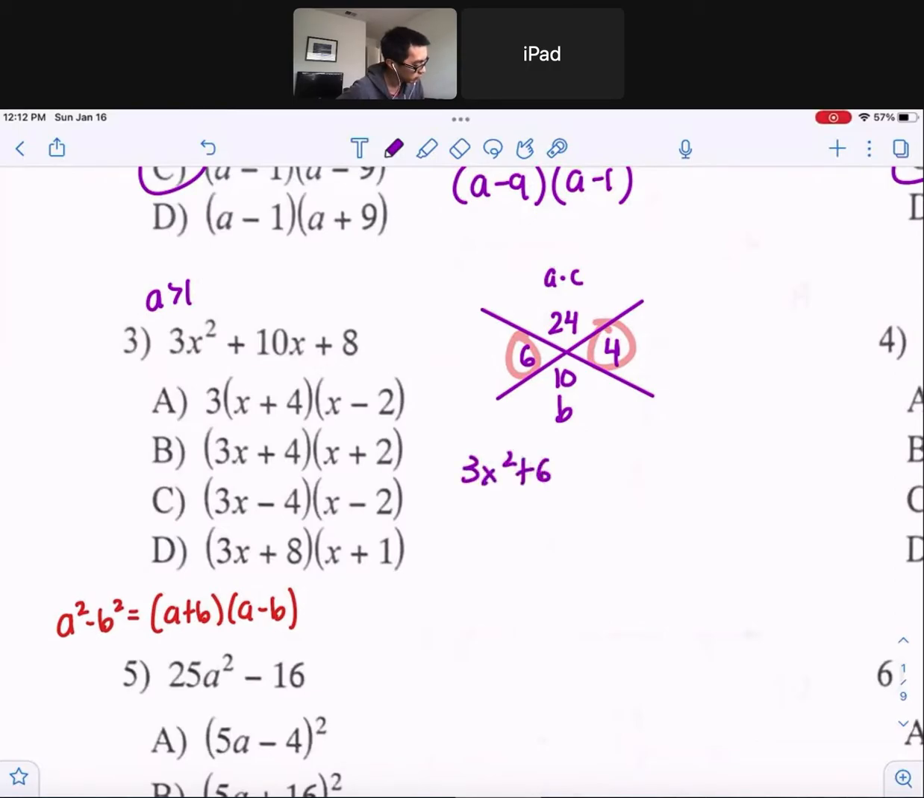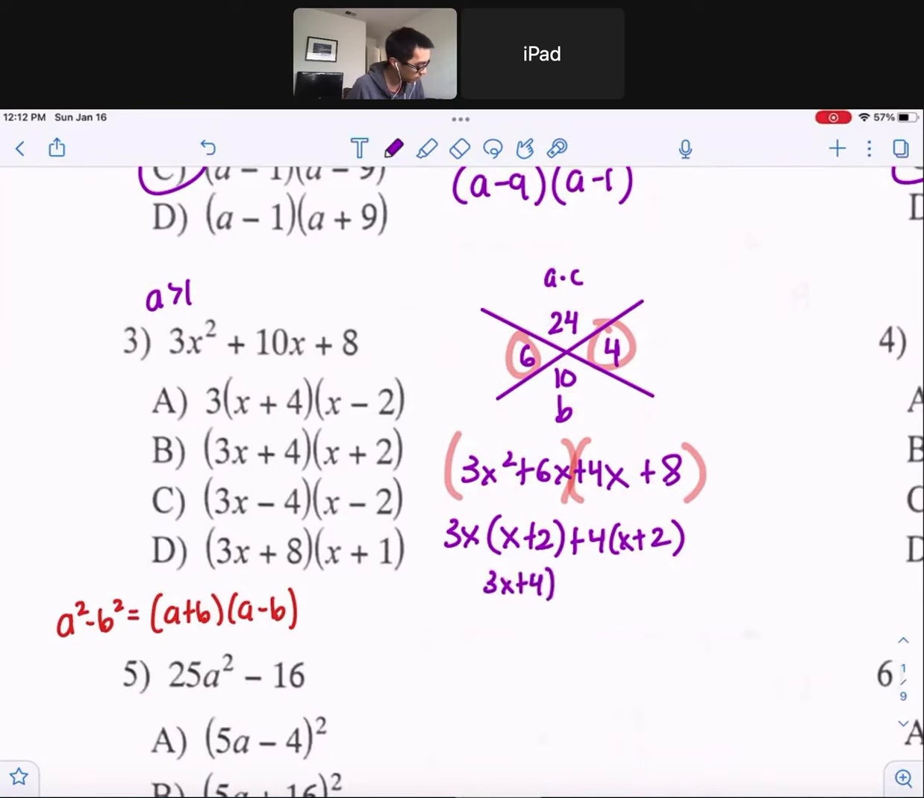the 6 and the 4 are going to be the split of your middle term, and then write down your last term. And then here we group the first two terms and group the last two, and then you factor what you can from each. So you can factor a 3x out from here to get x plus 2, and you can factor out a 4 from there to get x plus 2. And because these both match, then we can change our factor to be 3x plus 4 times x plus 2, which is going to be b.